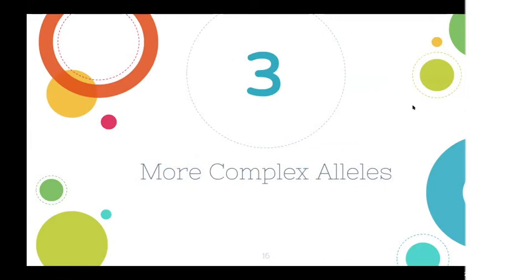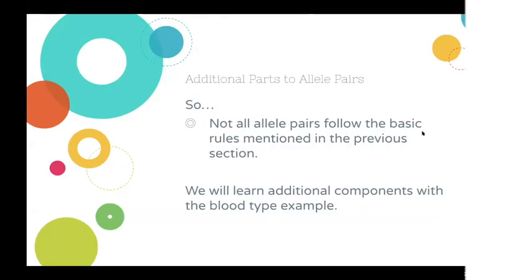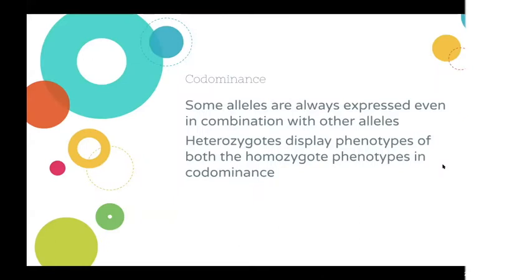All right, so now we will move on to the more complex alleles. In addition to basic allele pairs, not all allele pairs follow the basic rules mentioned in the previous section. They're not all just dominant and recessive; there's codominance and incomplete dominance. And we will learn about additional components with blood types as examples. So codominance: some alleles are always expressed even in combination with other alleles. Heterozygotes display the phenotypes of both homozygous phenotypes in codominance.